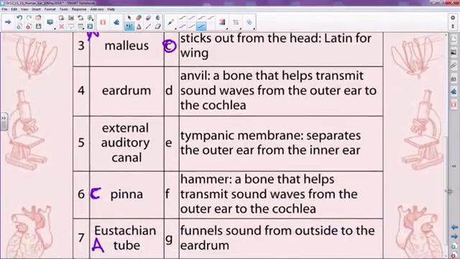Then we have the tympanic membrane, which separates the outer ear from the inner ear. Can you remember what that was? Yes, it was simple. That's your eardrum. So we have E.